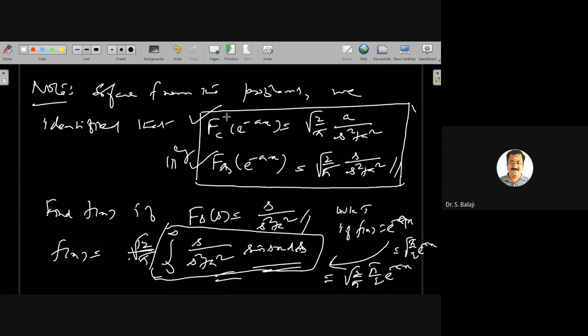Therefore, if you remember these two results, it is very easy to identify. Suppose they ask some unsolvable integration where the denominator is square plus a square, you can get the result like that. You can easily get the idea.